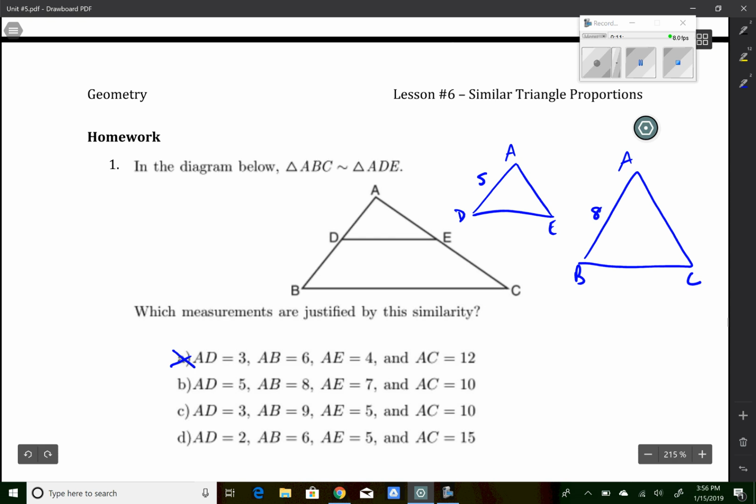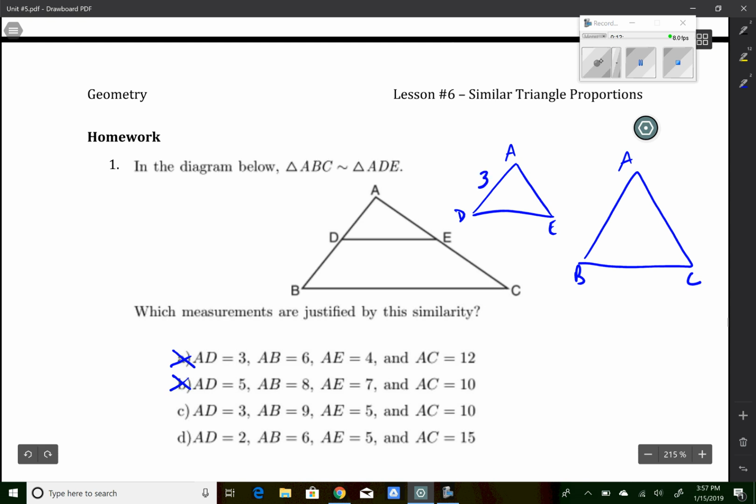So if I redraw or erase for the next one, so AD is 5, AB is 8, AE is 7, and AC is 10. So for that, I might have to do some calculator work, because I don't know what multiplies by 5 to make 8. So if I do 5 divided by 8, I get 0.625, right? So to go from 5 to 8, I get 0.625. If I do 7 divided by 10, I get 0.7. So again, not the same ratio, right? It's not the same multiplier. So that one's not right either.